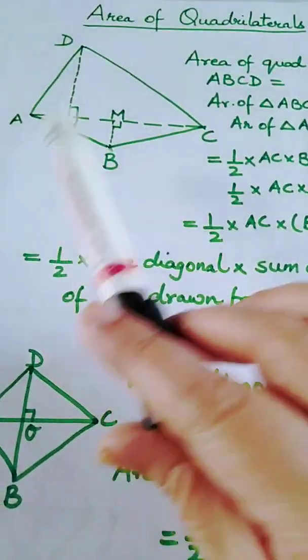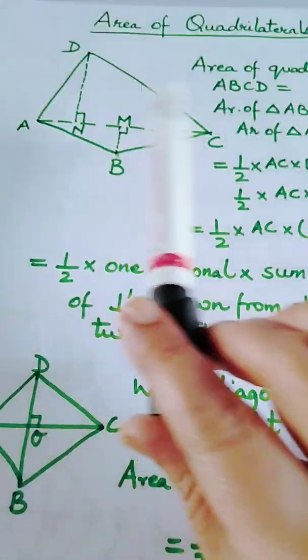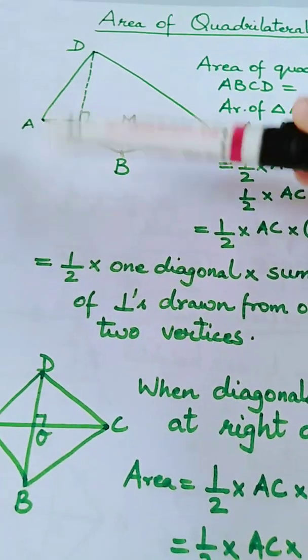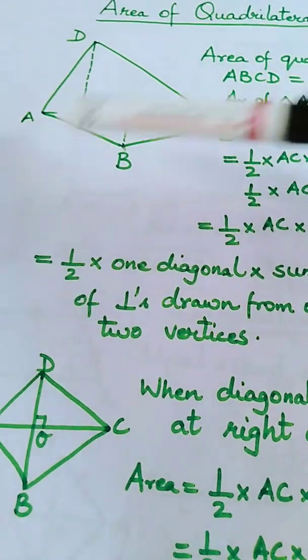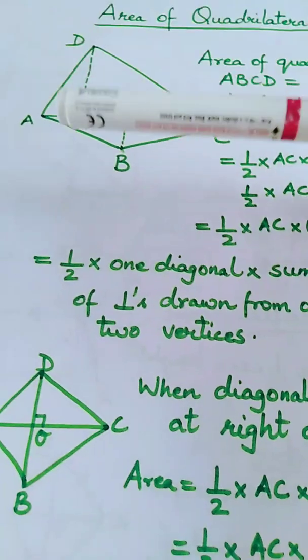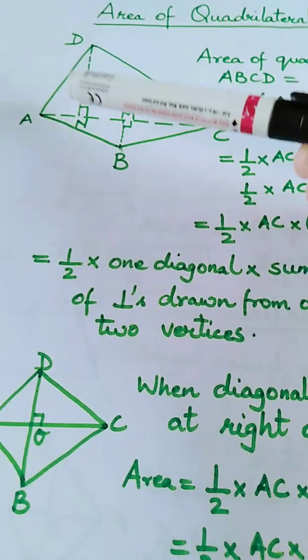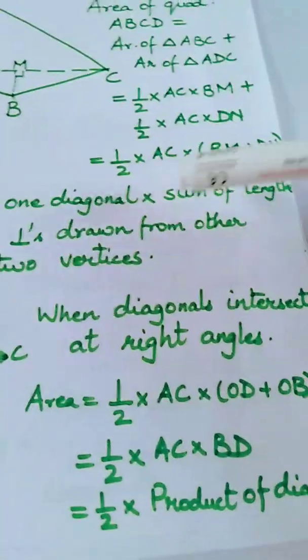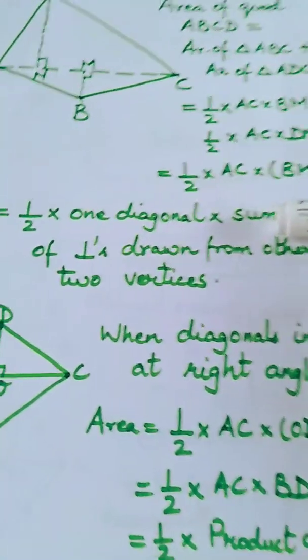We will not take these vertices A and C, because they have already been considered in the diagonal. So it is half into AC, one of the diagonals, into the sum of perpendiculars BM plus DN. Clear? How did you get this? I hope this is clear.